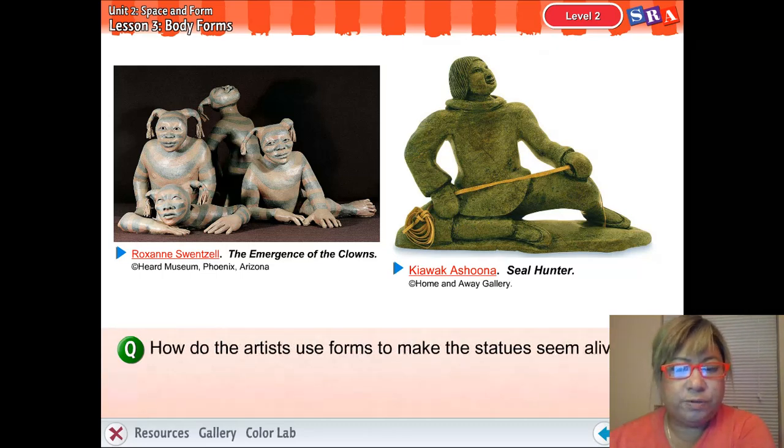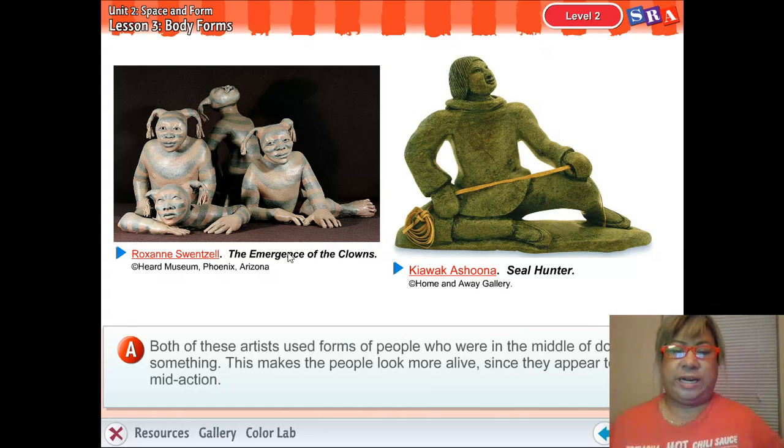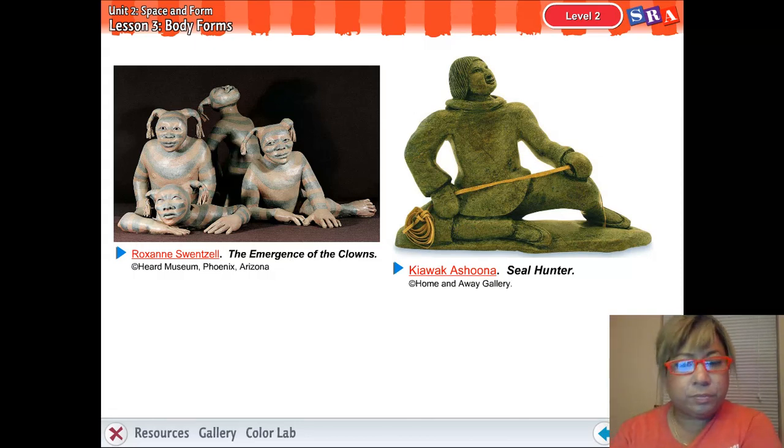How do the artists use form to make the statues seem alive? Well, first of all, both of these artists use forms of people who are in the middle of doing something. They're not just standing there straight. Remember when we were drawing our stick figures, and they were not just standing, they were in motion. So they created them in the middle of doing something. And this makes the people look more alive since they appear to be right in the middle of action.